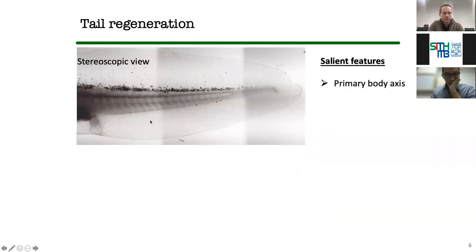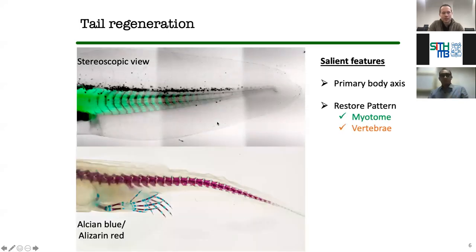What's very remarkable about this is that this represents an ability of this animal to regenerate 30% of its primary body axis, while also reestablishing a complete patterned tail. So this is unlike lizards that don't reestablish this pattern. Both the myotome and the vertebrae reestablish.